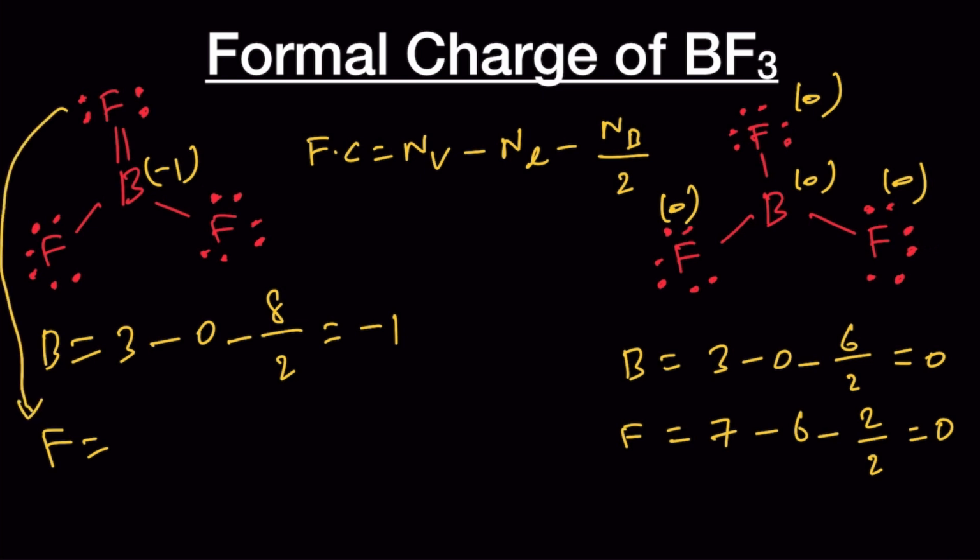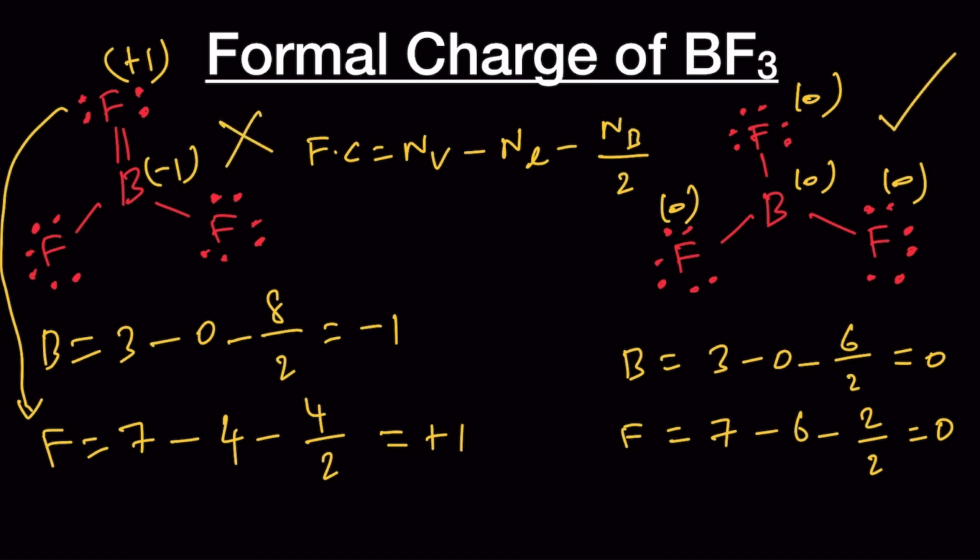So here it would be 7 minus, we have only 2 lone pairs, therefore 4 here, minus we have 2 bond pairs now, therefore 4 by 2. So 7 minus 4, 3, 3 minus 2, therefore this is plus 1. For the electronegative atom, we are getting the formal charge as plus 1. That is unacceptable. For this reason, this is an unfavorable Lewis structure. On the contrary, this one is favorable, despite boron having an incomplete octet.